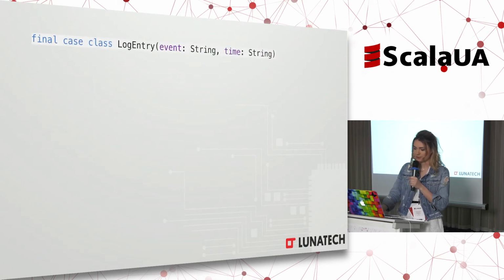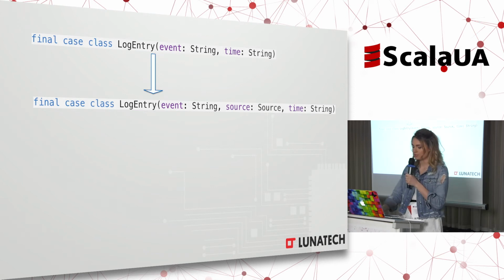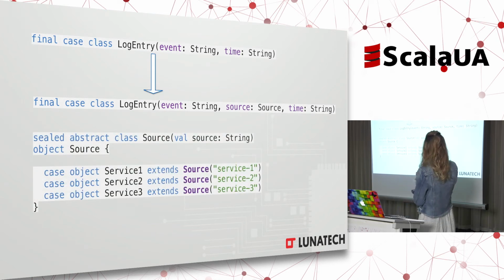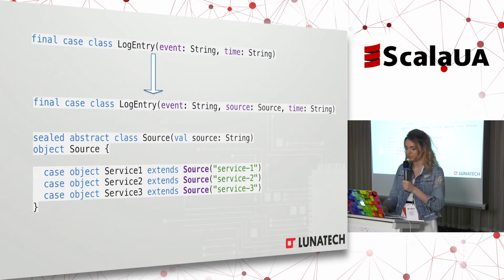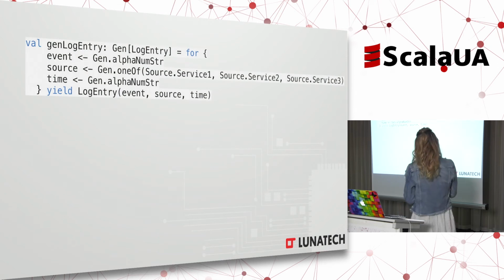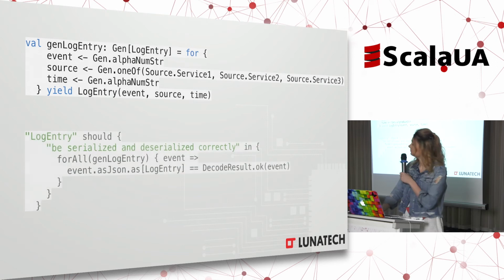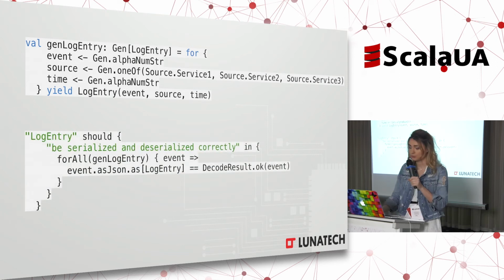So now let's try to make our case class a bit more complicated, and we would add a source value of type Source, which is an enumeration. So how would we write the generator right now? We would use Gen.oneOf and pass all the values that we want to choose from, and it would choose one of them. Simple again, the test would pass.